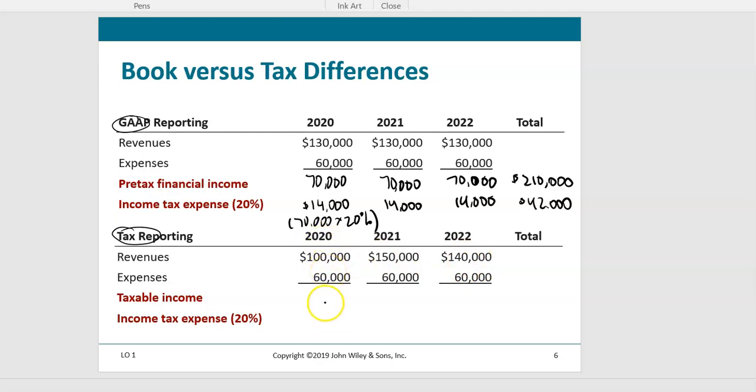Taxable income under tax reporting, under the IRS form, would be $40,000 in 2020. And if we multiplied that by 20%, we get income tax expense of $8,000 for tax purposes. This is the amount we actually have to pay the government, $8,000, but our income statement is showing that our tax expense based on our accrual or GAAP numbers is $14,000. So what do we do about that difference? That's what this video is going to cover.